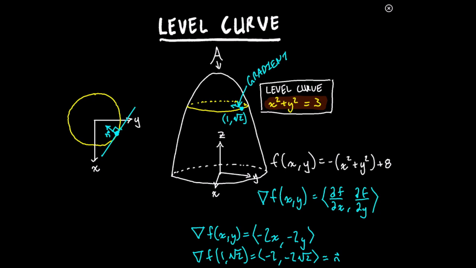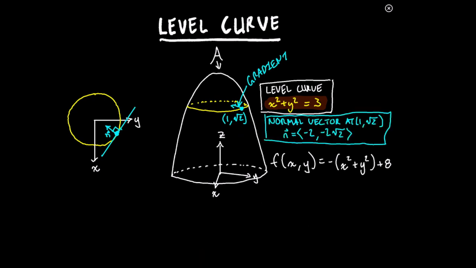So just to review what we did to find the normal vector, we took the gradient function of our initial function, and then we evaluated it at some point that was on the level curve, to find the normal vector for that point on the level curve. And let's just bring all that up here and make it look somewhat neat.